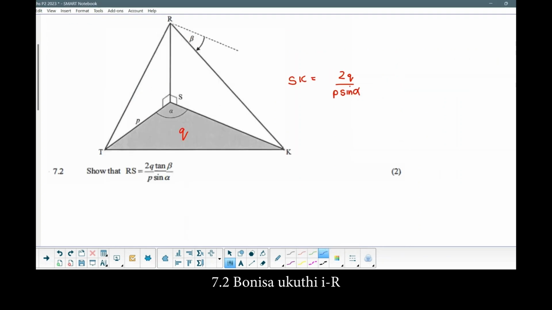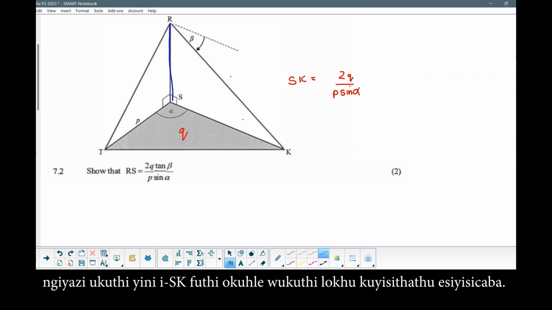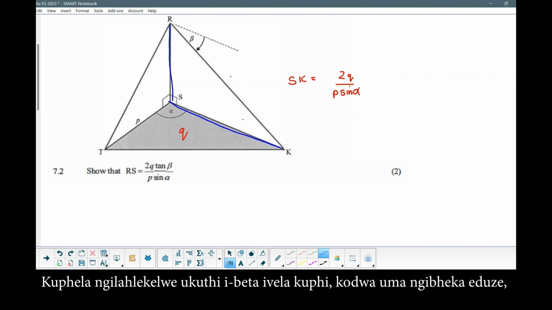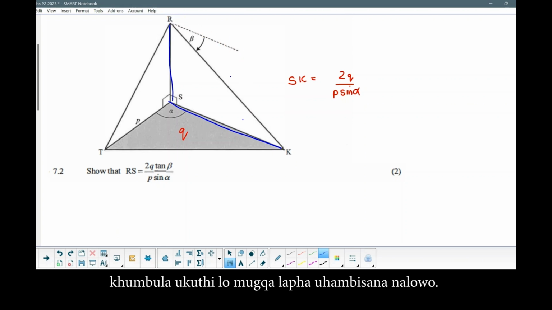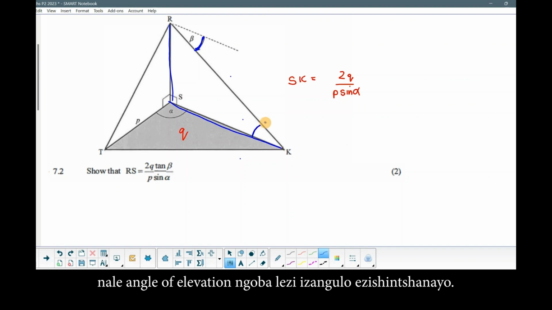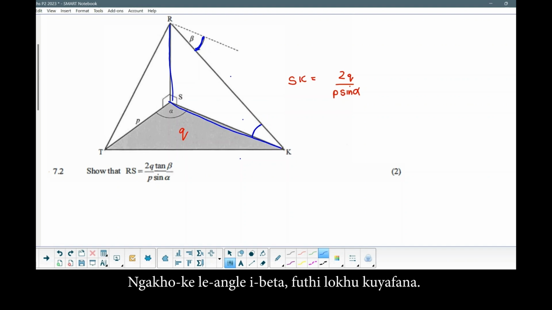7.2. Show that RS is equal to 2Q tan beta over P sine alpha. Now, if I look at RS sitting here, I know what SK is, and the beauty is this is a right-angled triangle. I'm only missing where beta comes from, but if I look closely, remember this line here is parallel to that. They're both horizontals. I know it doesn't look like it is, but they're both horizontals. And this angle of depression is actually equal to this angle of elevation because those are alternate angles. So if that angle is beta, so is this one.